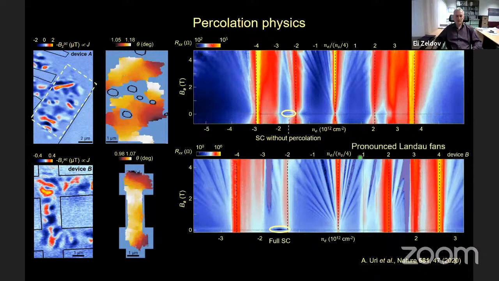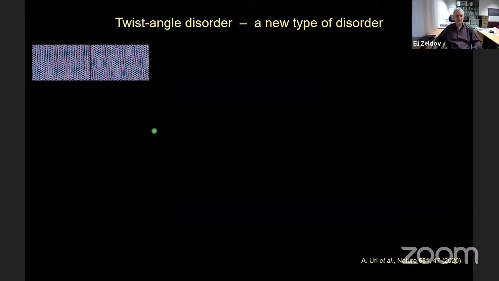And also you see that the Landau fans here are much better pronounced than here because there's much less twist angle disorder in the central part of the sample. And also the correlated states are much more fragile. So this is the last slide. I want to emphasize that the twist angle disorder is essentially a new type of disorder. It is band structure disorder.